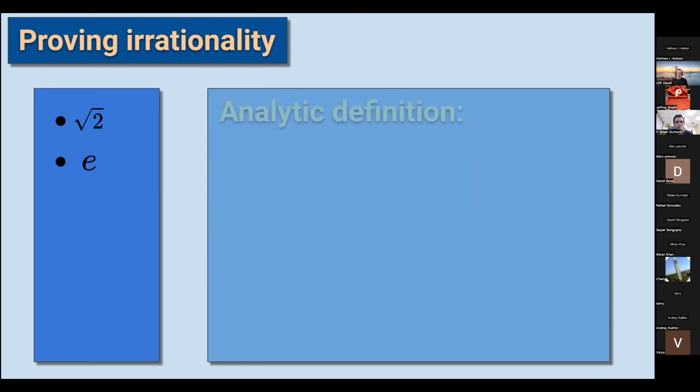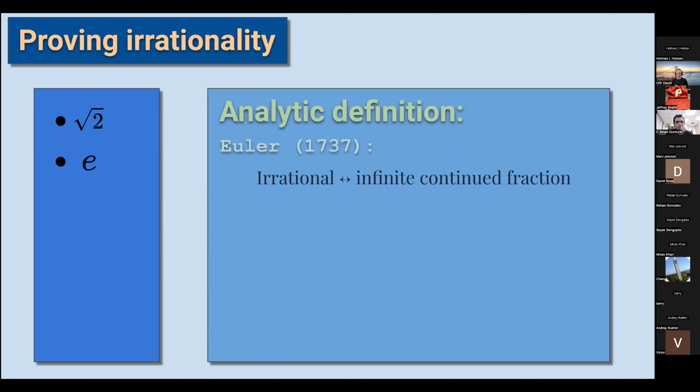And here it is not algebraic, so we need to use some sort of analytic definition. And here came Euler in 1737 and used the well-known theorem that a number is irrational if and only if it has an infinite continued fraction expansion. And if you want to prove irrationality for e, then you need to find out if it has an infinite continued fraction. But the problem is that usually when you want to find the continued fraction of a number, you need to do the Euclidean division algorithm. And now you need to do an infinite Euclidean division algorithm, which is, of course, really hard to do.